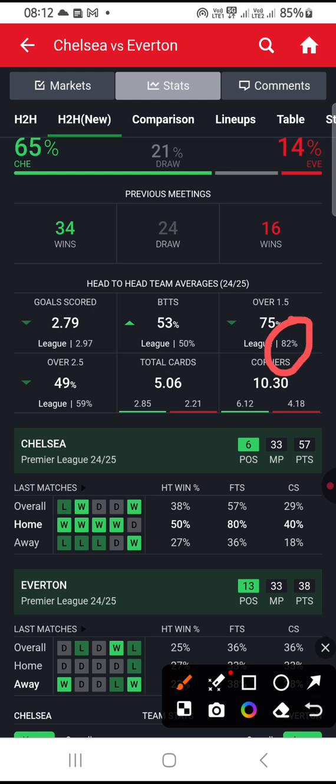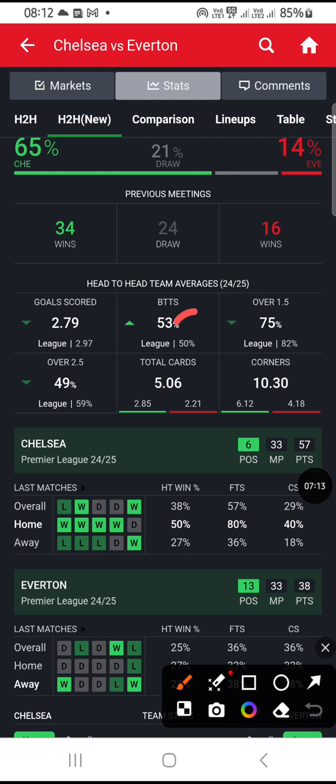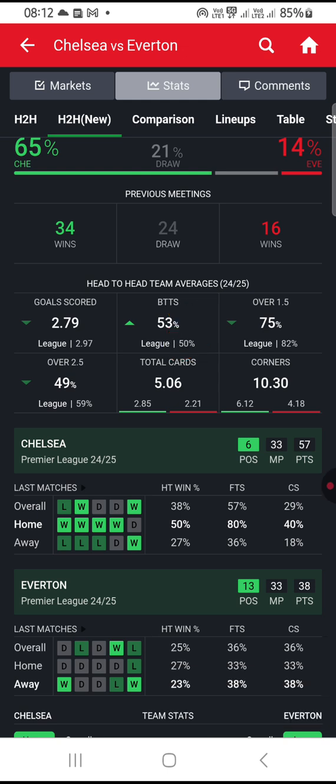Total goals, 2 goals and up. So there will be no 1 goal. So winning by 1 is off there. Okay. Now you check both teams to score. It is 50%. Both teams to score, which means Everton has a chance to score. So let's give them a 1 and give Chelsea a 2 at least.